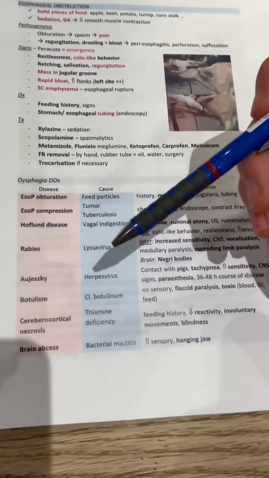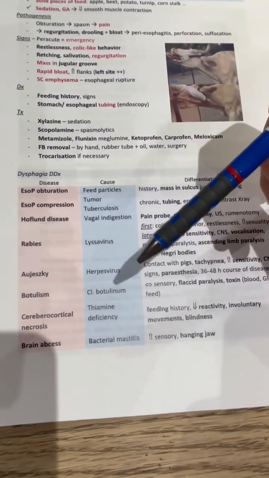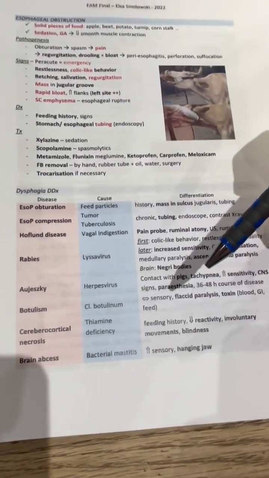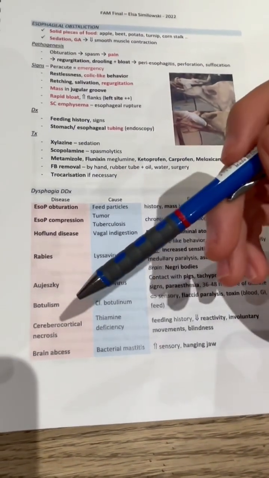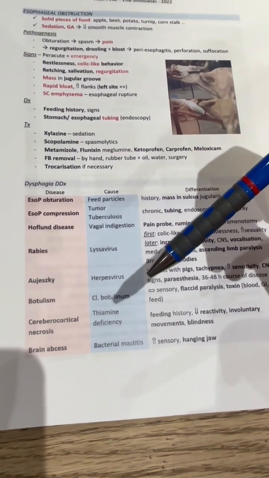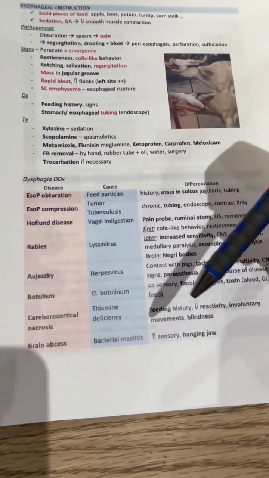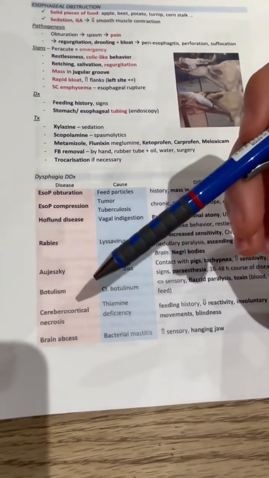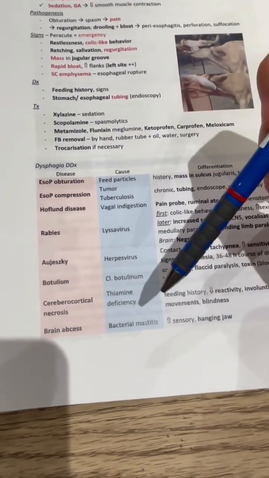And botulism also causes dysphagia. It's caused by Clostridium botulinum. And the signs are flaccid paralysis. And for cerebrocortical necrosis, it's caused by a vitamin B1 deficiency. And the signs are blindness and involuntary movements. And a brain abscess can be caused by bacterial mastitis, and you can see a hanging jaw.